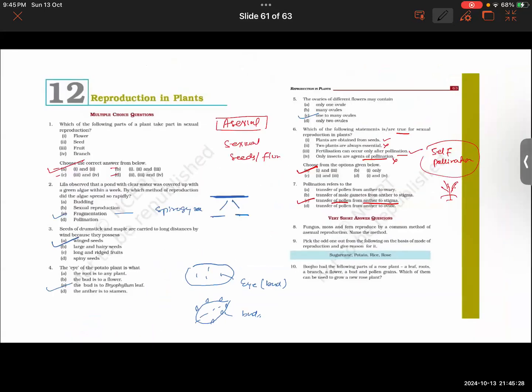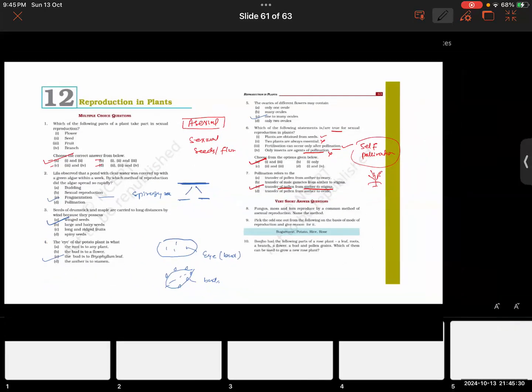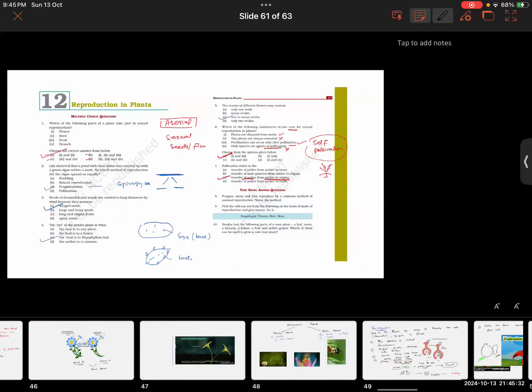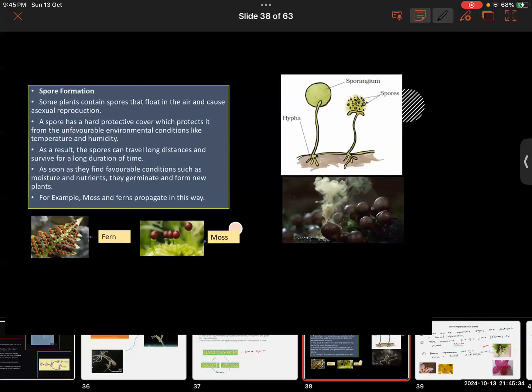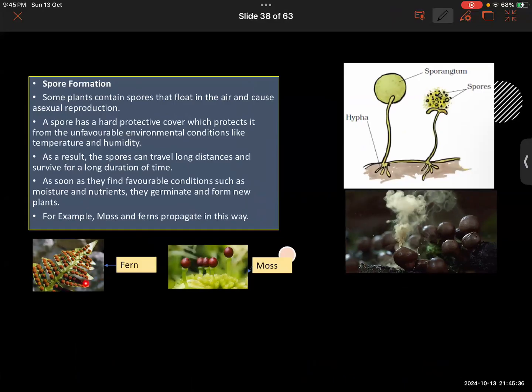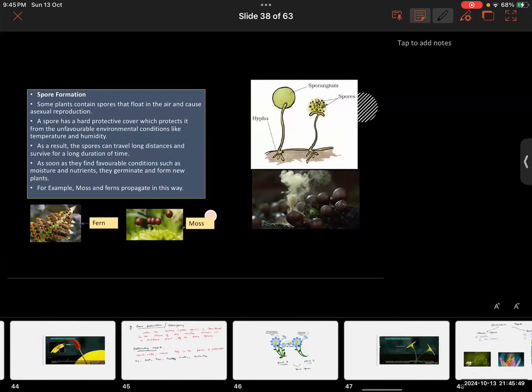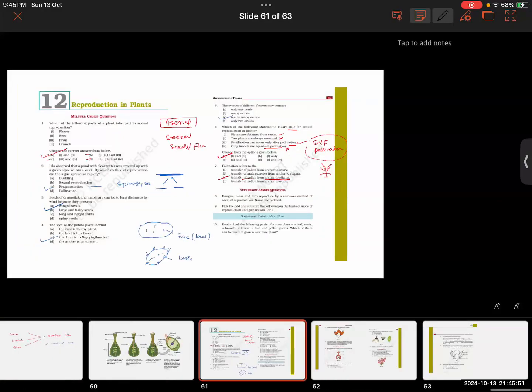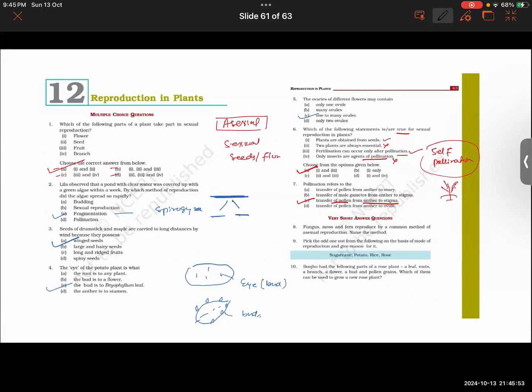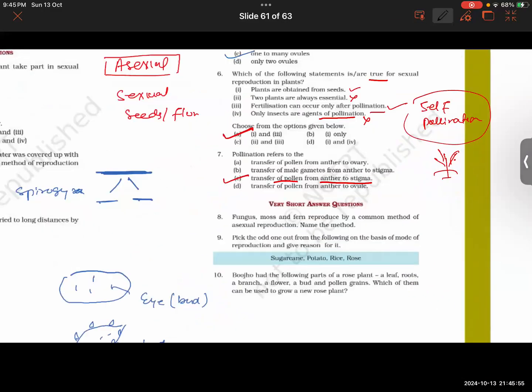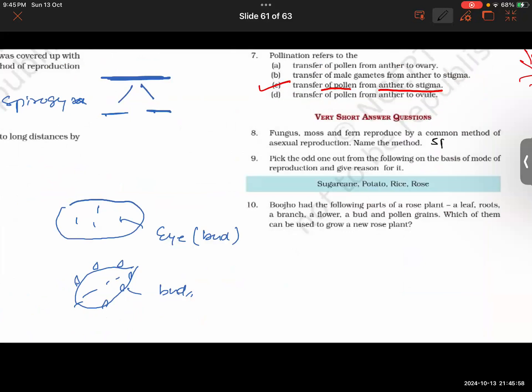Okay, you guys need to see this image once again. Look at the spores on the moss, spores on the fern. These kinds of plants reproduce by spore formation. And is spore formation a sexual or asexual mode of reproduction? Asexual. Good. So the method is asexual, and the method is spore formation. Next question.